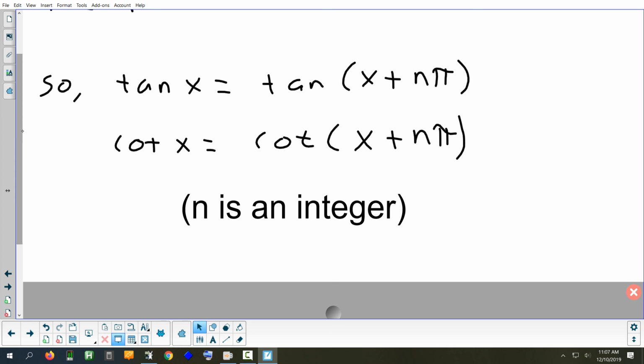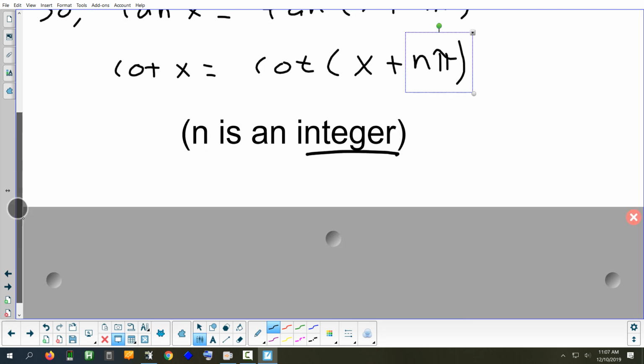Remember, n has to be an integer. So you can add multiples of pi or 180. You could add 180, 360, 540, 720. But you can't add a number that's in between. It's got to be a whole multiple of 180 or a whole integer multiple of pi. Add or subtract. Integers can be negative. You could add negative 4 pi, which is really just like subtracting 4 multiples of pi.